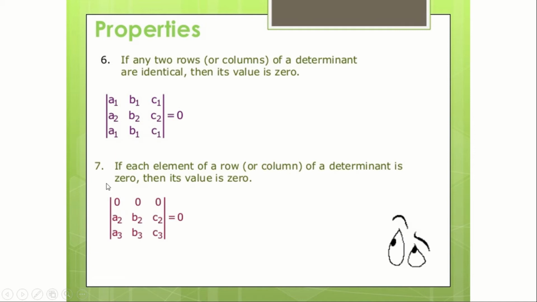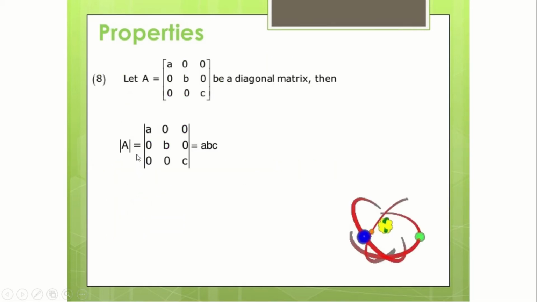Okay. So next is, if each element of a row or column of a determinant is 0, then its value is 0. So there are two cases when the value of a determinant will become 0. One is when two rows or two columns are identical in values, then the determinant will be 0. In another case, if one row or one column is completely 0, then the determinant is also equal to 0. This is the sixth and seventh property.